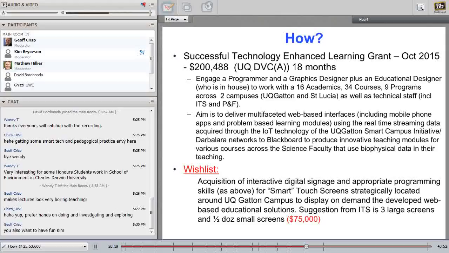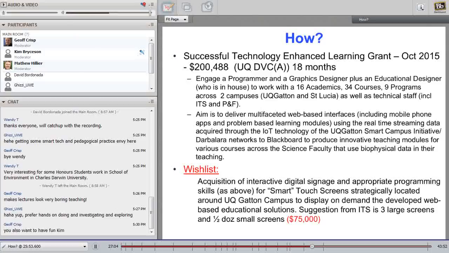9 programs across 2 campuses, as well as our technical staff, which include the IT guys and our property and facility guys. As I say, they're the ones that are interested particularly in sustainability and the water management issues on campus, but that can then deliver into the students. And what we're wanting to do is develop web-based interfaces, mobile phone apps, and problem-based learning modules using the real-time streaming data. And, you know, create innovative teaching models that will grab the attention of students, that will make use of the real live environment to enhance their learning. My wish list for that was, in addition, to have some interactive digital signage, so smart touch screens.